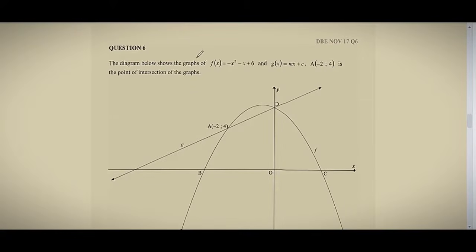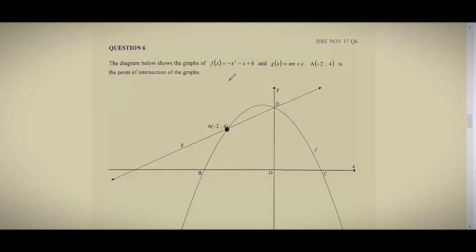So the diagram below shows the graphs of f of x equals negative x squared minus x plus 6, and g of x equals mx plus c. And then A is (negative 2, 4), the point of intersection of the graphs, right? So we are given that this is the point of intersection, and we know that at the point of intersection, this is where the two graphs meet, right? So the x coordinate and the y coordinate for these two graphs are the same at that point.